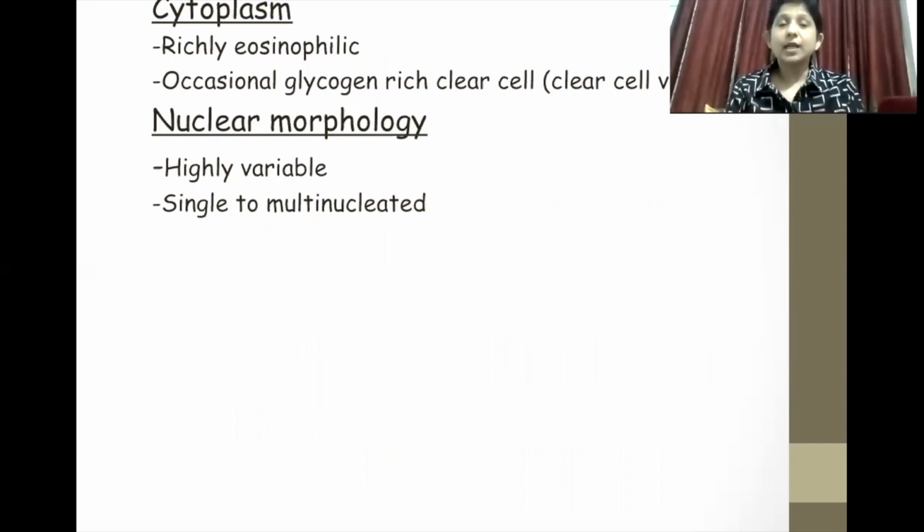What it means is you find glycogen accumulating inside the cell. Glycogen does not stain using hematoxylin and eosin. Since H&E is the routine stain that we use, there are chances that this glycogen-rich cell will be clear in the cytoplasm. So that is called a clear cell change. The nuclear morphology might be highly variable, where you can find single to multinucleated cells.